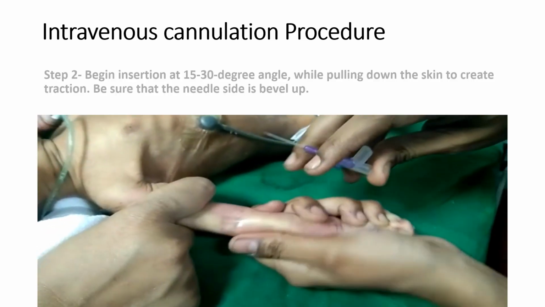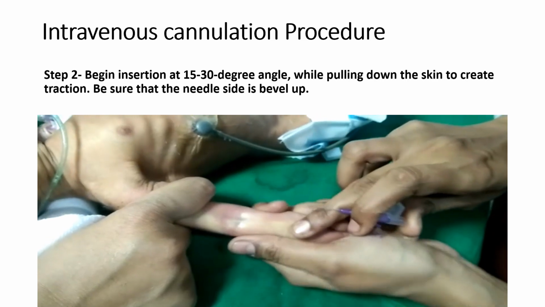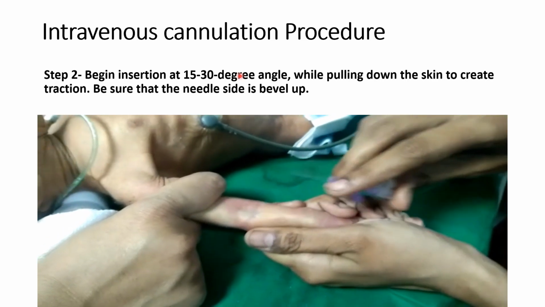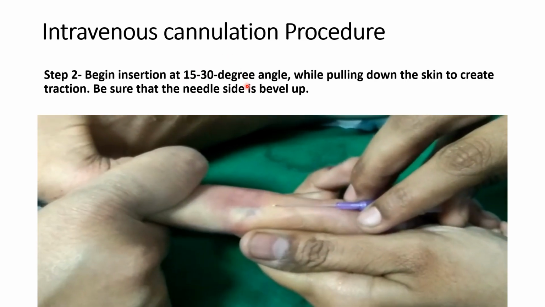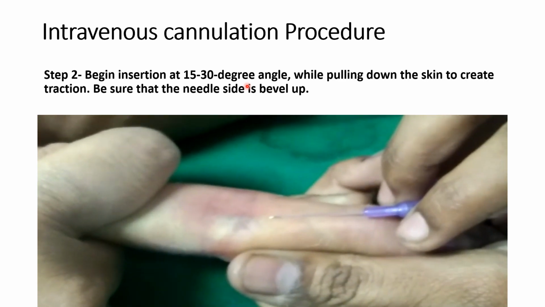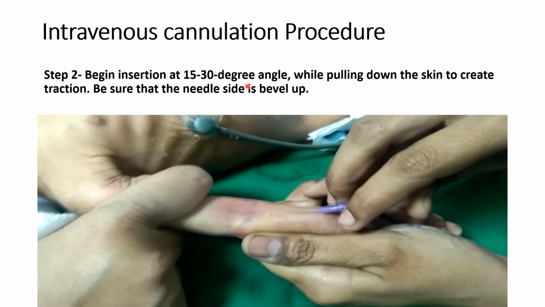Now the second step is choose the correct size of cannula and insert at the 15 to 30 degree angle. So in this video you can see, and simultaneously stretch or pull down the skin to create the traction. Here you can see, and we should also keep in mind that needle side is bevel up, so the beveled part of the needle should be upside.